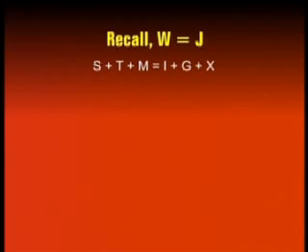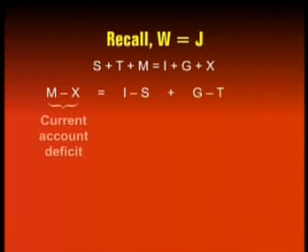Now, a little bit of rearranging will give us m minus x is equal to I minus s plus g minus t. All that you've done is you've brought x to the left-hand side, taken s and t to the right-hand side, and then you get this new relationship between these 6 variables. But this is now a very instructive and a very insightful relationship. Look at the left-hand side. What is the left-hand side? It is nothing but the current account deficit.